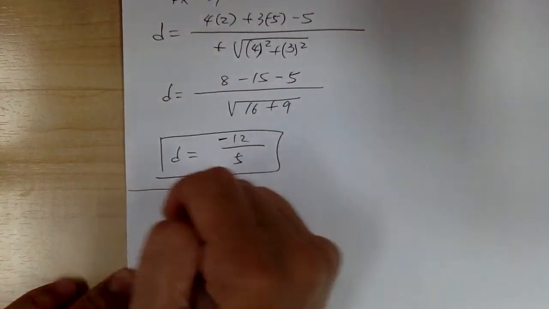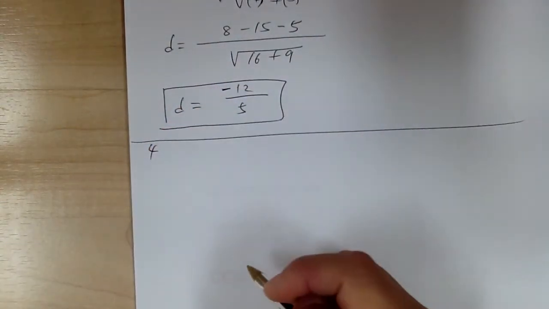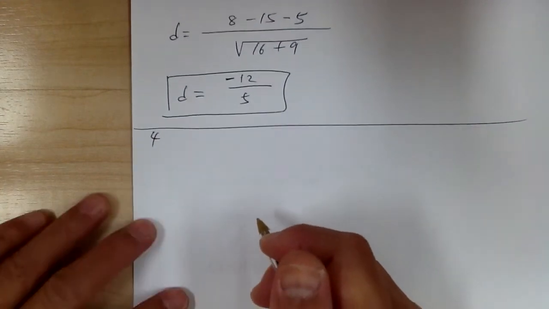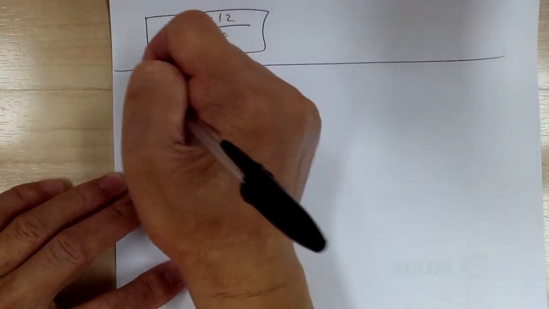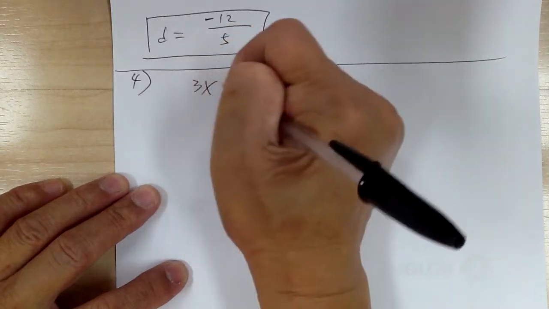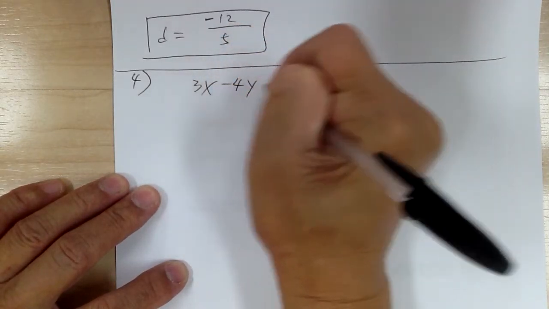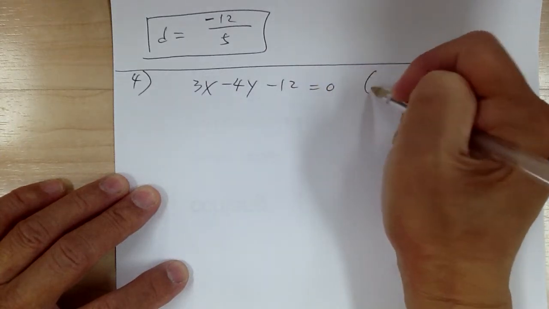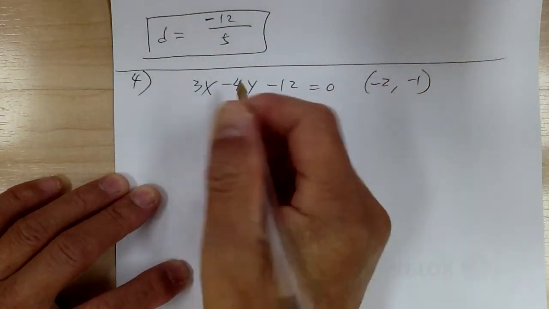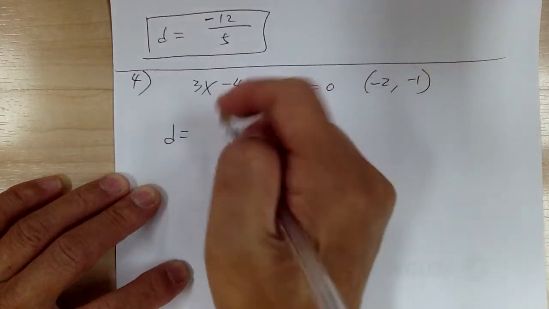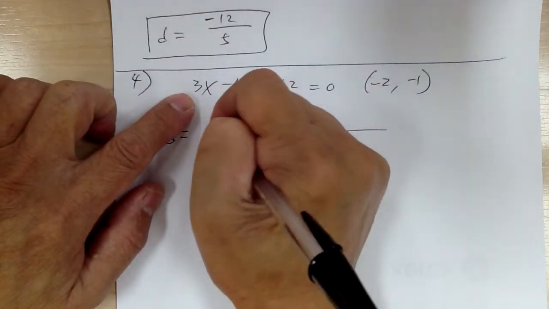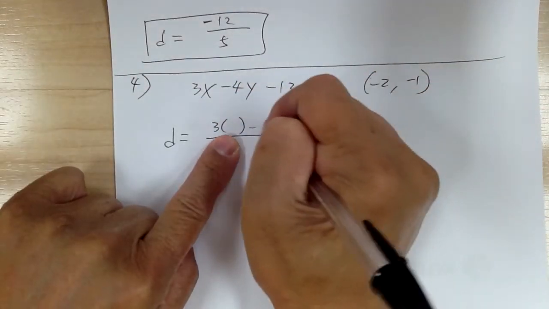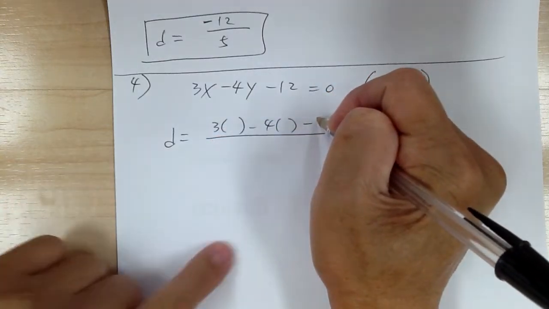Okay, let's go to number 4. So all the problems are the same. You have 3x minus 4y minus 12. Again, I will remove the 12 over. And the point is (-2, -1). So the distance between the point and the line, you can just go and use the formula. So you can go and put parentheses first. Get your form ready.